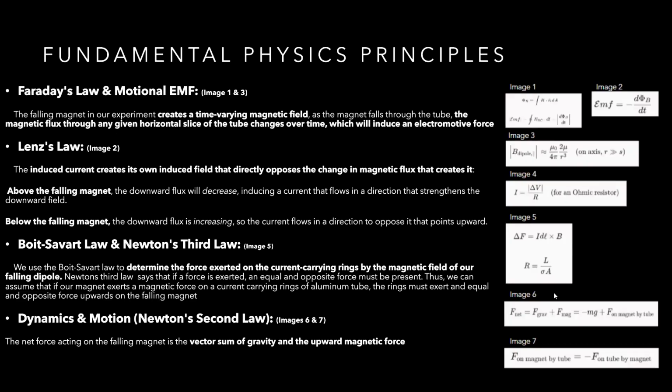The fundamental physics principles we used were Faraday's law and motional EMF. The falling magnet in our experiment creates a time-varying magnetic field. As the magnet falls through the tube, the magnetic flux through any given horizontal slice of the tube changes over time, which induces an electromotive force.